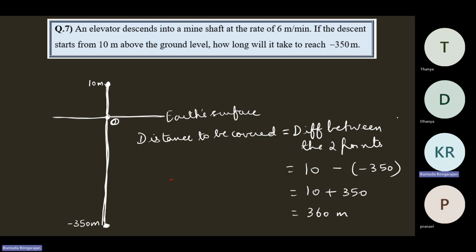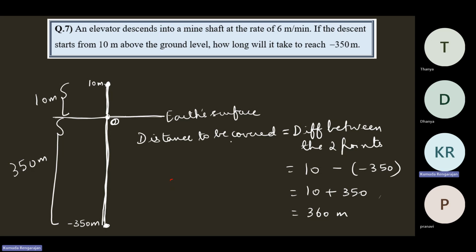Because we won't spend too much time on this now, if this part you're not able to follow, just understand what I told you. From here to here, if you have to walk, you have to walk 10 meters. Then from here to here, you have to walk 350 meters. So totally, how much have you walked? 360. That is the total distance.